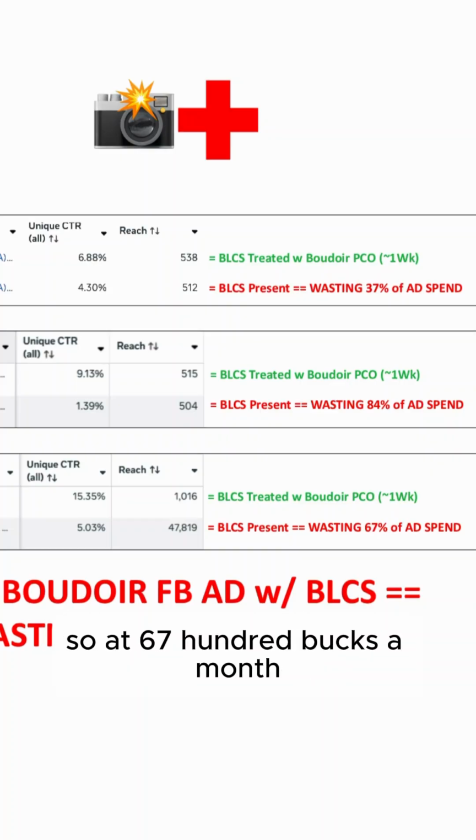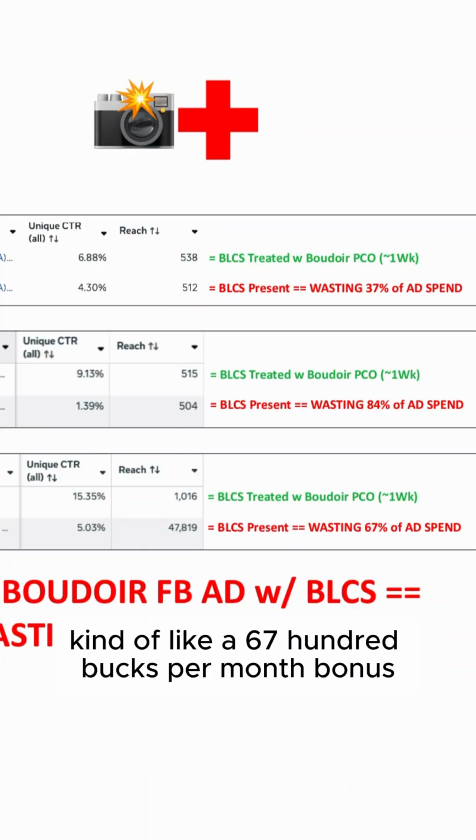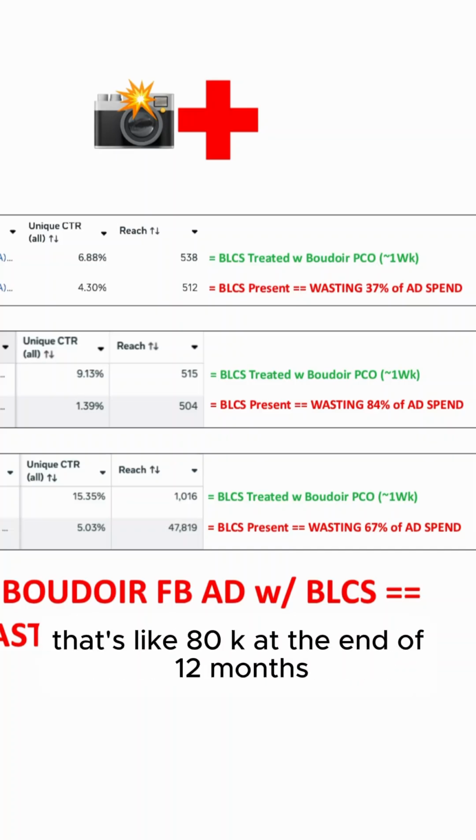So at 6,700 bucks a month, he no longer has to burn, keeps it in his pocket, kind of like a 6,700 bucks per month bonus. That's like 80K at the end of 12 months.